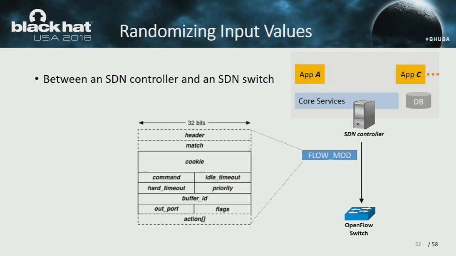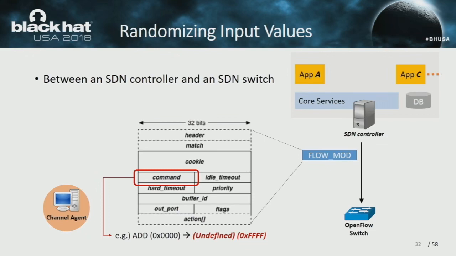For instance, when the controller sends a flow mod message to the switch in order to install a new flow rule, the channel agent can modify the command field of the flow mod message to an undefined value. And then the channel agent should check the response message from the switch as well.